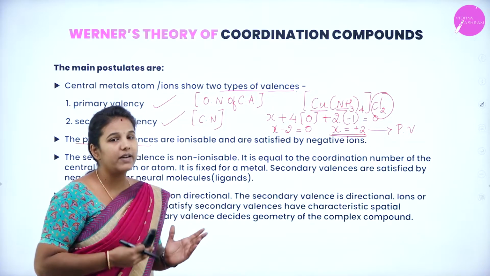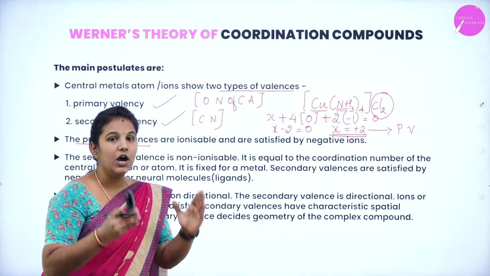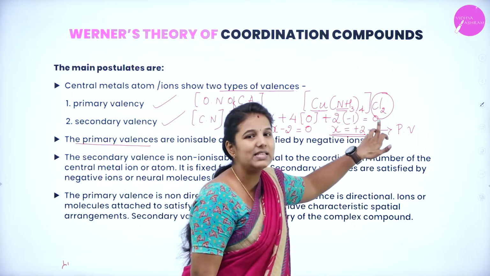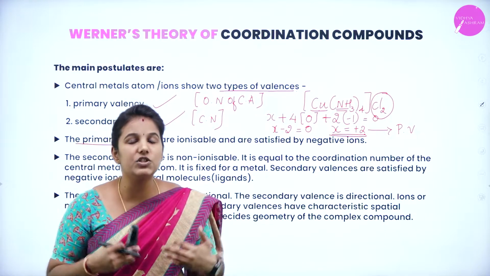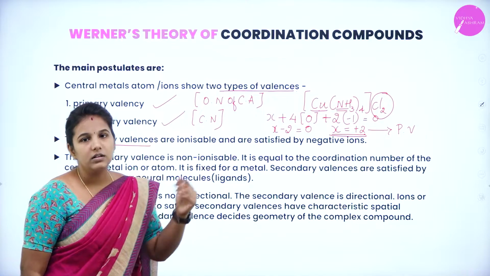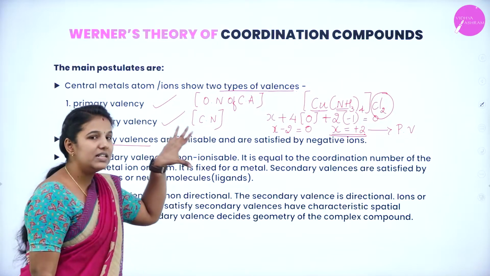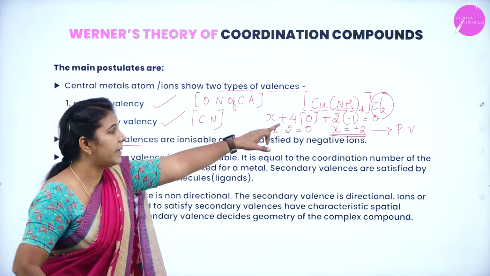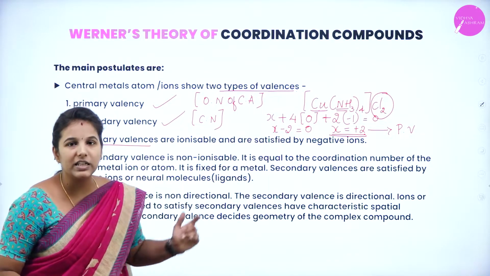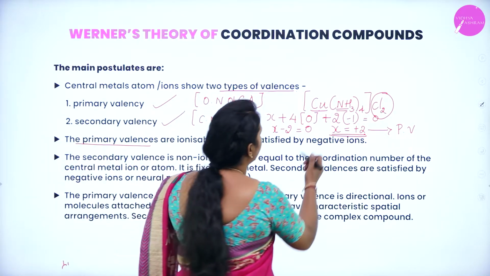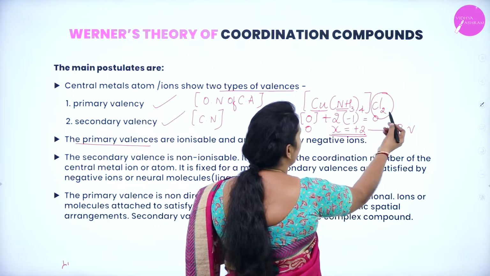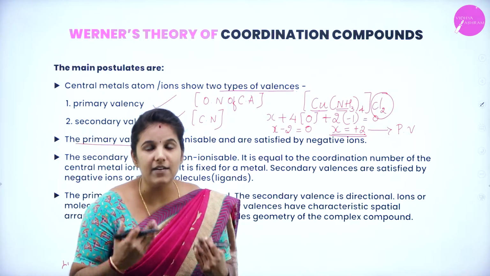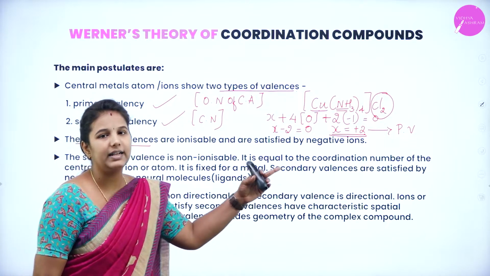So what is the primary valency? Remember, primary valency is always nothing but an oxidation number. And we know that oxidation numbers are always ionizable, which means when it loses electrons, it can easily get satisfied by negatively charged ions. They are nothing but counter ions. And remember, when we dissolve this compound, what will happen? The copper will lose 2 electrons and those 2 electrons will be satisfied by whom? The counter ion, which is nothing but the 2 chloride ions. That is why I have written copper exhibiting a +2 oxidation state, balanced by 2 chlorine atoms. Hence, we can say that primary valencies are ionizable and their valency is satisfied by negative ions.